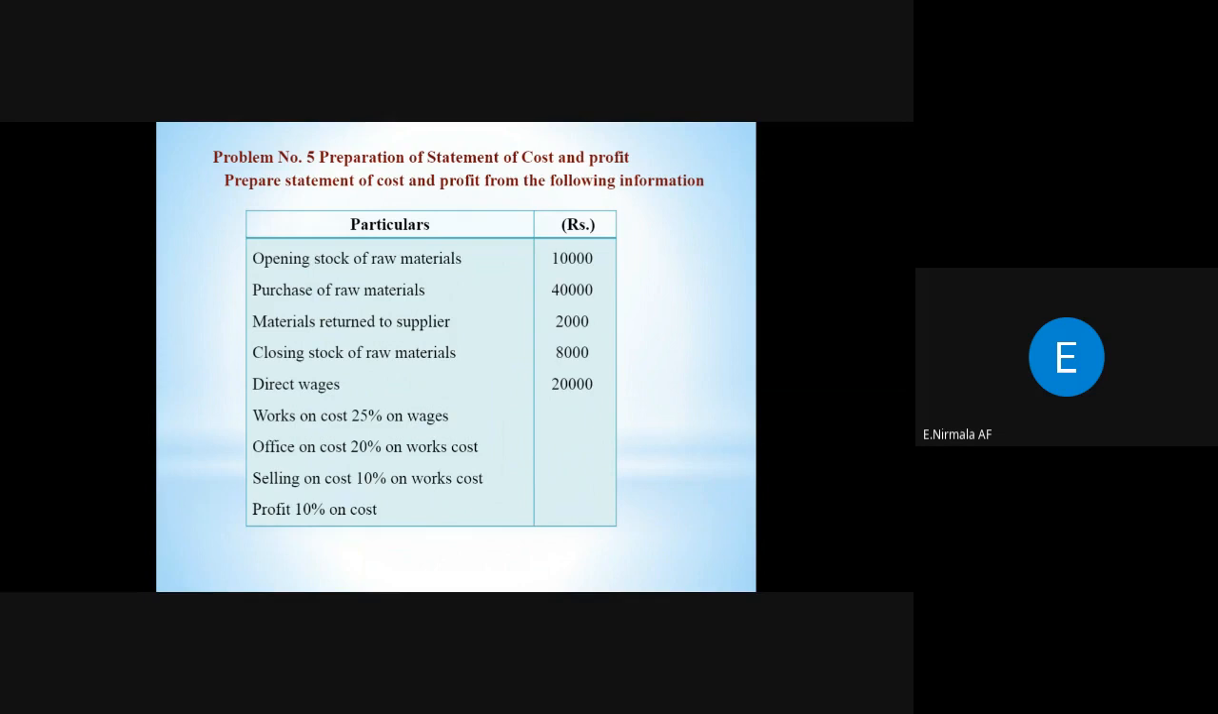Then finally, selling cost, 10% on work cost. Again, we have to find out 10% from the work cost. That will be our selling overhead. Finally, profit, that is 10% on cost of sales. So from the cost of sales, we have to find out 10%. So that will be treated as a profit. In this question, we don't have sales. So in this question, we have to find out the sales, right? Here we have a profit, right? Then we have to find out the sales.